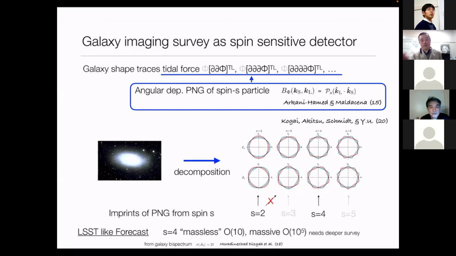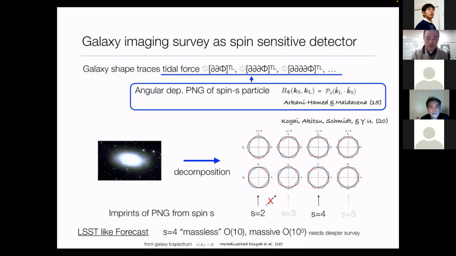So the question is how we can detect such an angular-dependent 3-point function. Here we are considering the observation of the galaxy shapes and taking the statistics of it. We can decompose the deformation of the shape of the galaxy using an orthogonal basis, which is the spin harmonic functions.